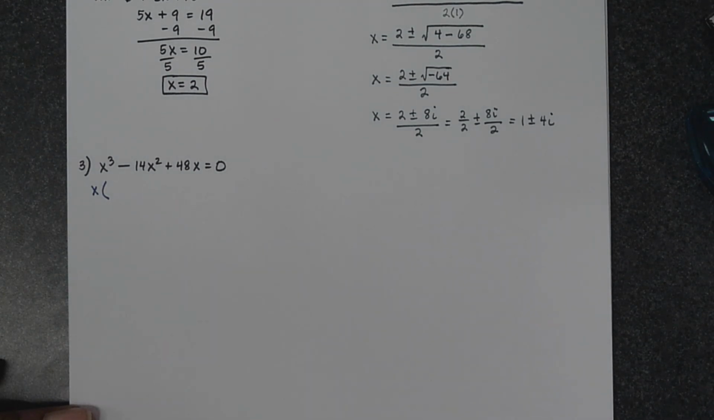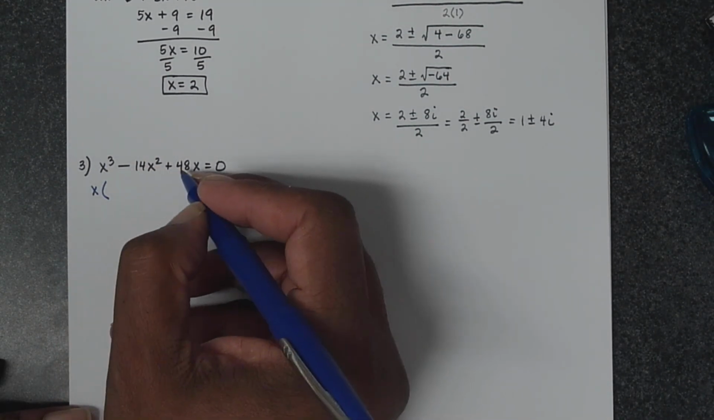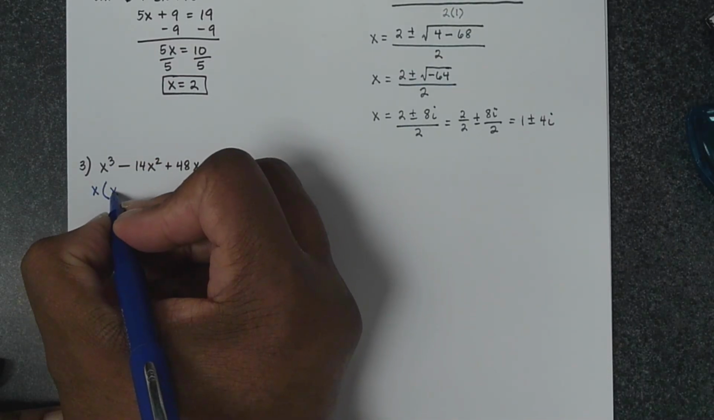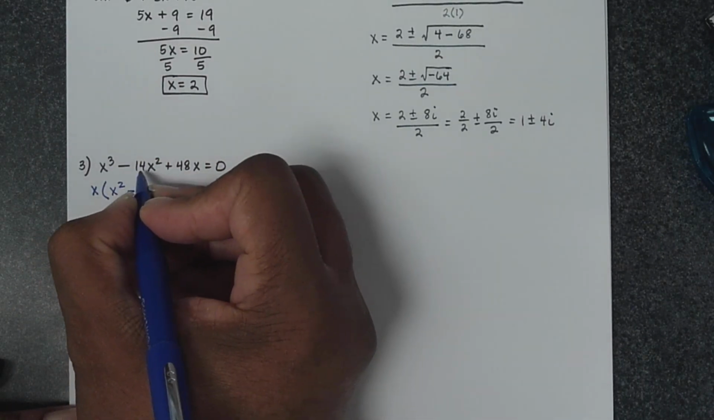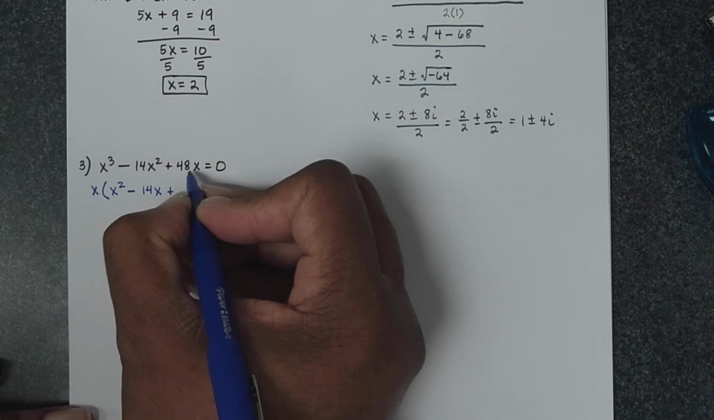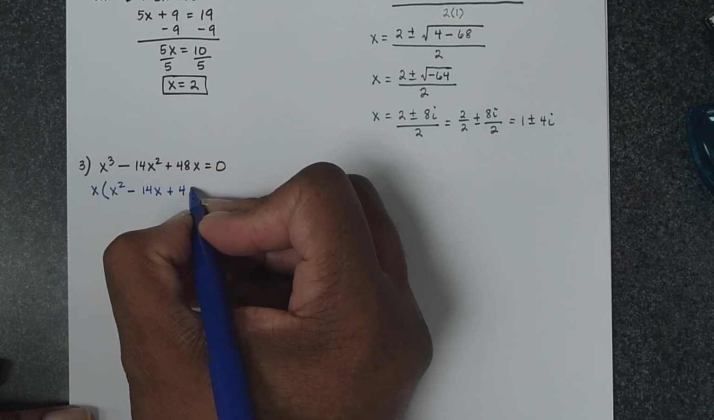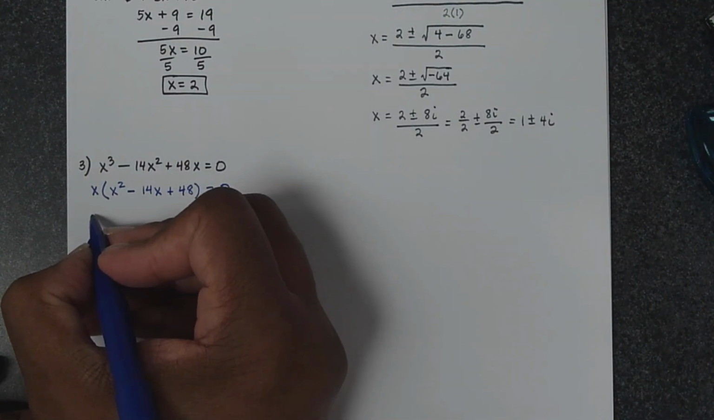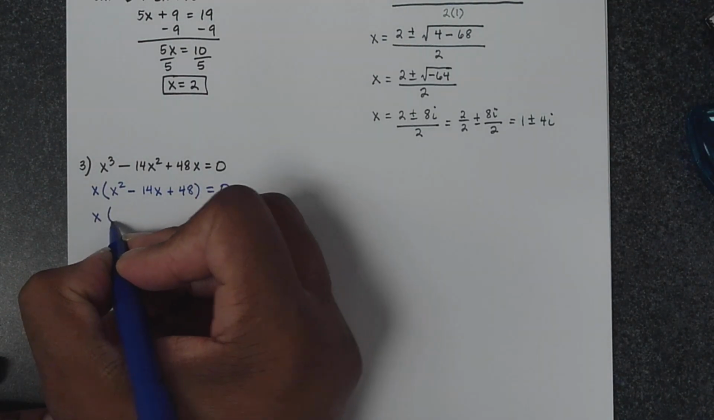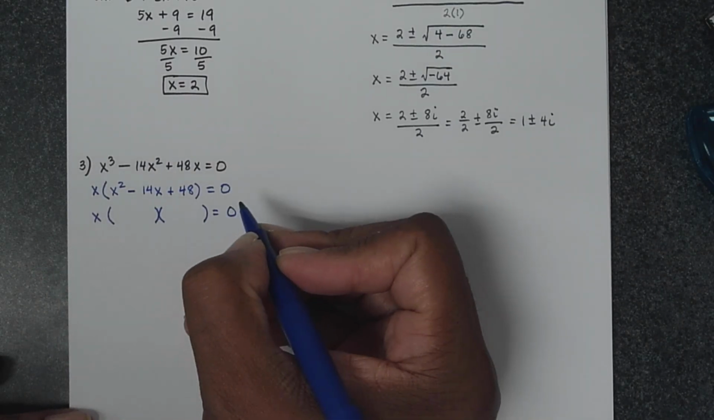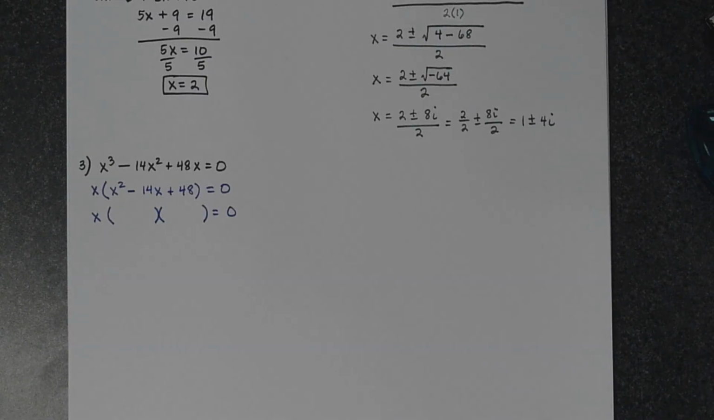And then to get what's on the inside, we divide the x into each one of these terms here. So x cubed divided by x will be x squared, minus 14x squared divided by x will be 14x, plus 48x divided by x will be 48. And that's going to be equal to 0. So now I'm going to bring this x down. Now that trinomial, x squared minus 14x plus 48 equal to 0, I can factor that out into two binomials here.